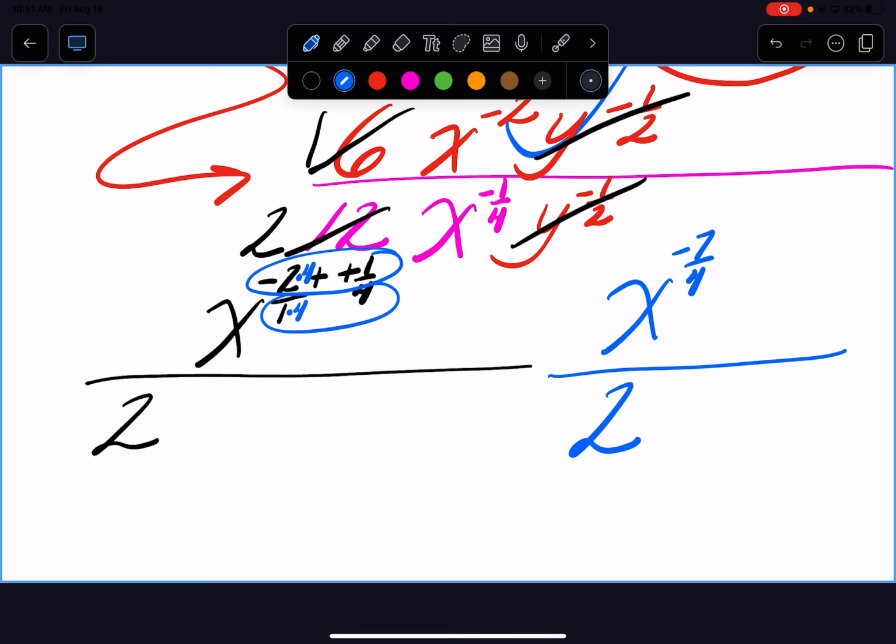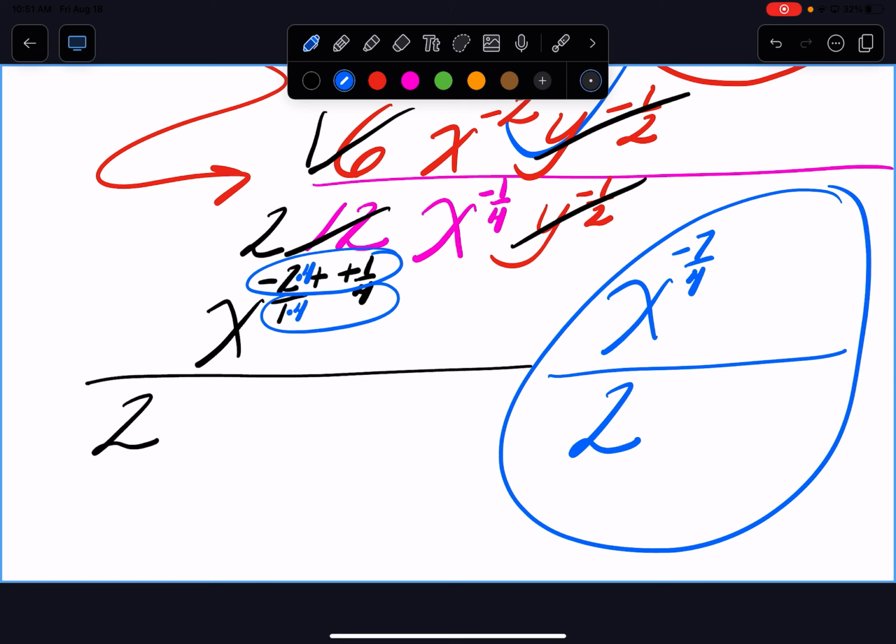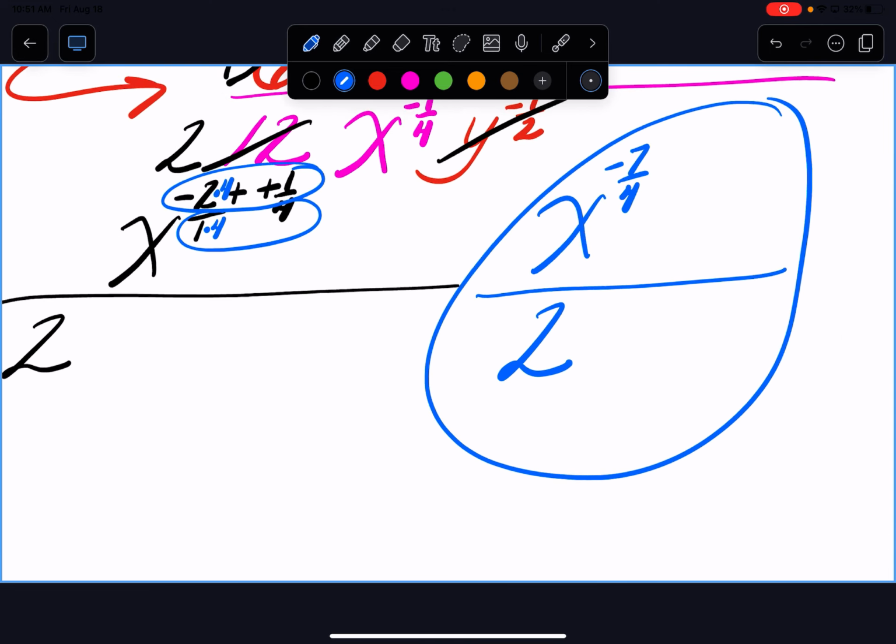Now, if I circle this as my final answer, if this was worth 10 points, you'd probably get a 9 out of 10. Still pretty good, though. You did all the hard stuff. You need to switch the exponent to the bottom.